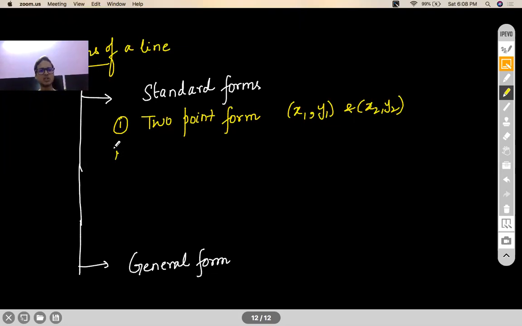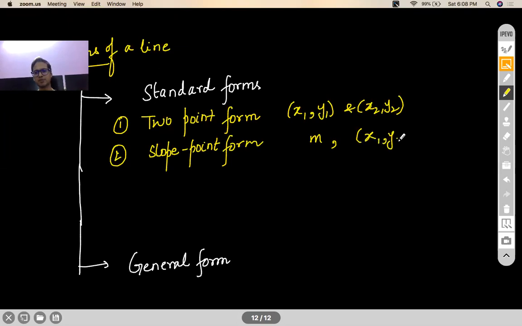Second is called the slope point form, where you will be given the slope of the line and one of the coordinates or one of the points lying on the line. I'll repeat once again. I think I got broken in between. In the slope point form, you will be provided with the slope of the line and you will be given one of the points lying on that line. And from there, we need to get the equation. So that standard form is called the slope point form.